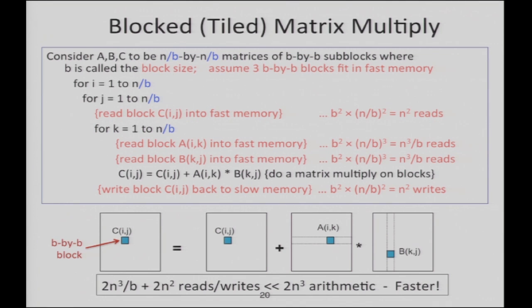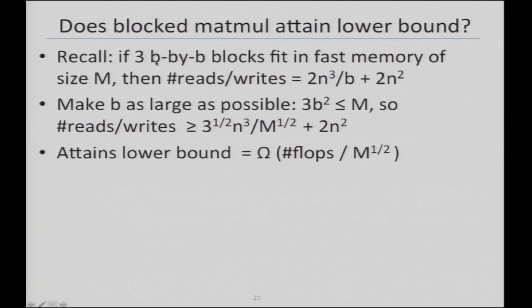So the question is, how big can I make b? The answer is, I'd like to make it as big as possible. But I had an assumption for this algorithm to work. My assumption was that all three of those b by b blocks had to fit in fast memory at the same time. So that means that 3b squared has to fit in fast memory. And so if I make b as big as possible, about the square root of M, then how much data have I moved? n cubed over b, that's n cubed over the square root of M.